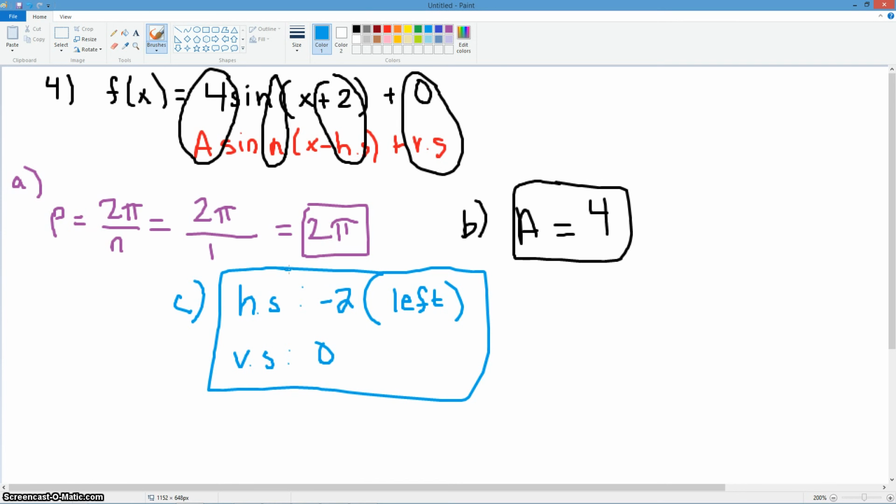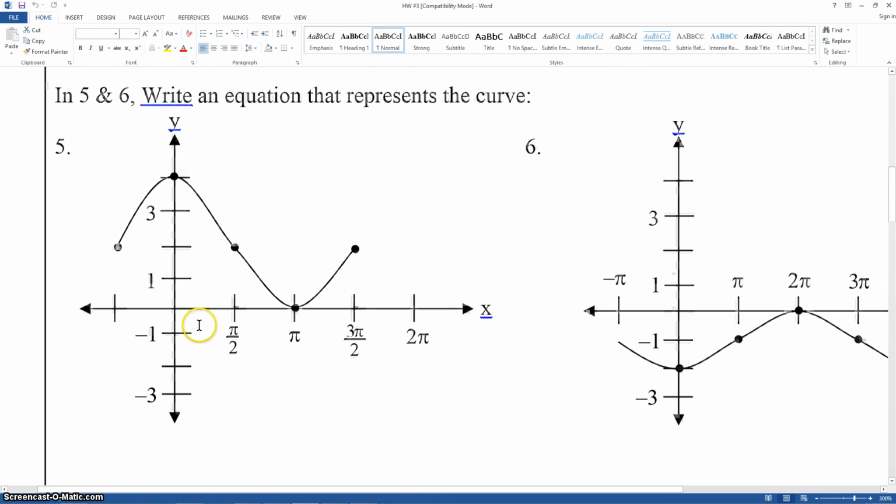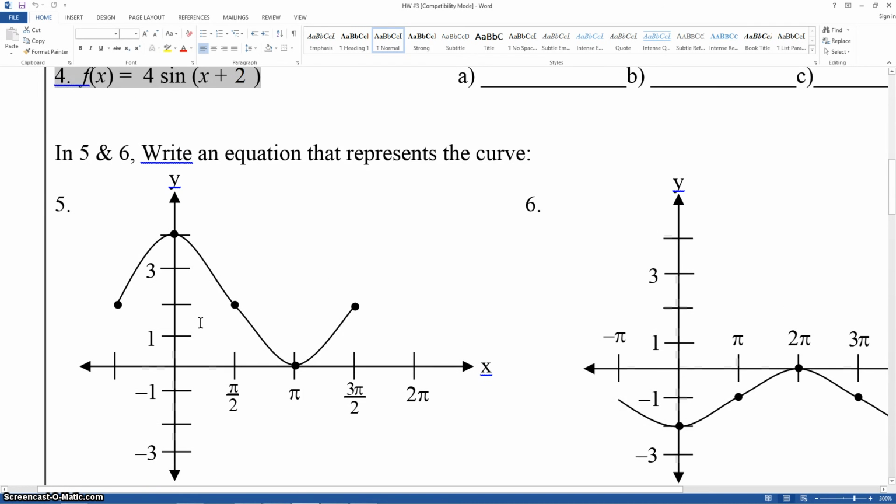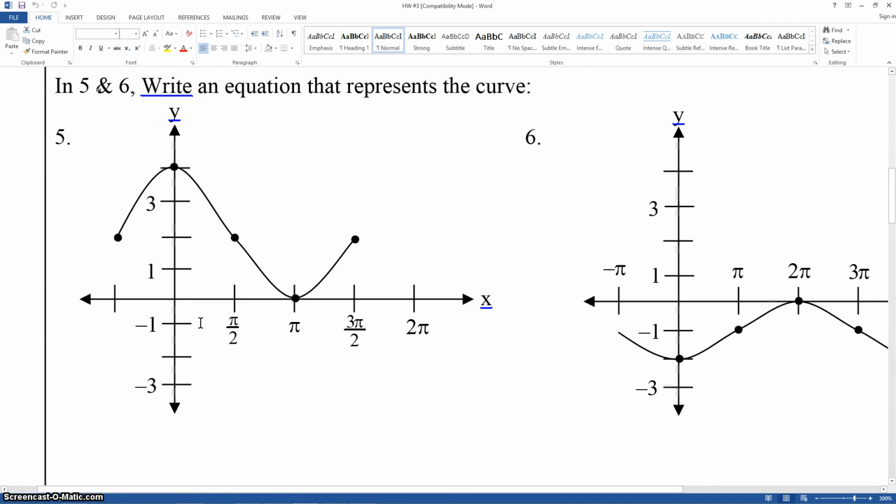Alright, let's look at number 5 right quick. So if we look at it, it says write an equation that represents the curve. Both 5 and 6, you can write them as either a sine or a cosine equation. I typically stay with sine. I just naturally gravitate to the sine one because I find it's a little bit easier for me to deal with instead of cosine. So I usually like to stick with sine.